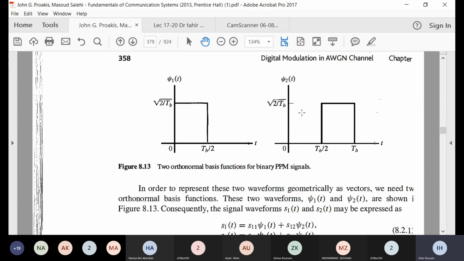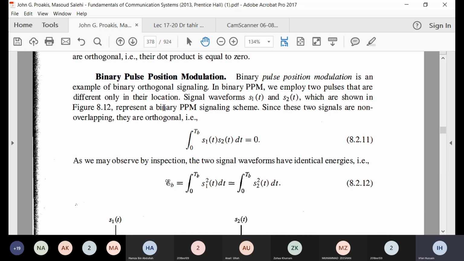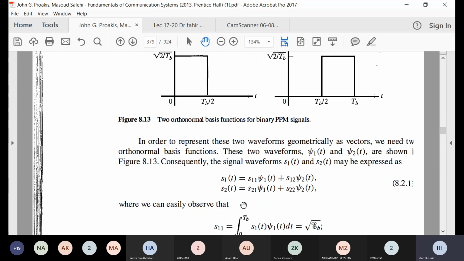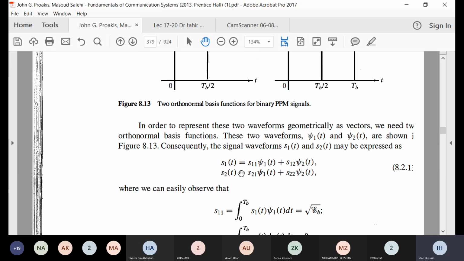Here again you will have two orthonormal vectors. You can see the durations exactly match S1 and S2, but their energies are normalized because the energy comes out to EB, so you just divide by the EB energy. This will be 2 TB. So we can represent them as S1 as a projection on psi 1 and psi 2, and S2 as a projection on psi 1 and psi 2.